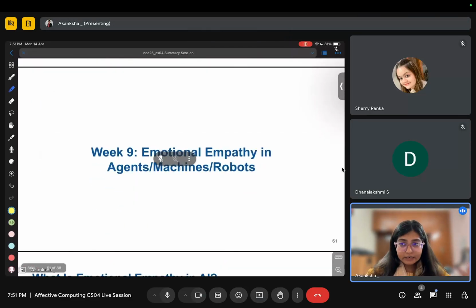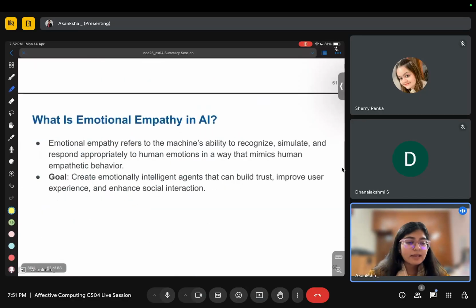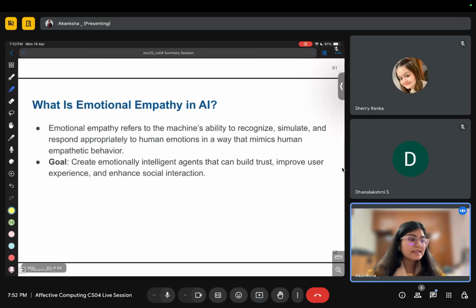Okay, week 9 talks about emotional empathy in agents or robots or machines. So what is empathy? Empathy in general terms is the ability to understand others' emotions, what others are feeling. In the case of machines, the machine should be able to understand what the other person is feeling, and then recognize, simulate and respond accordingly in a way that mimics human behavior.